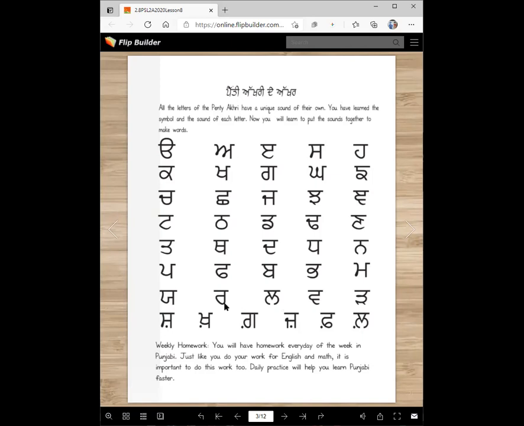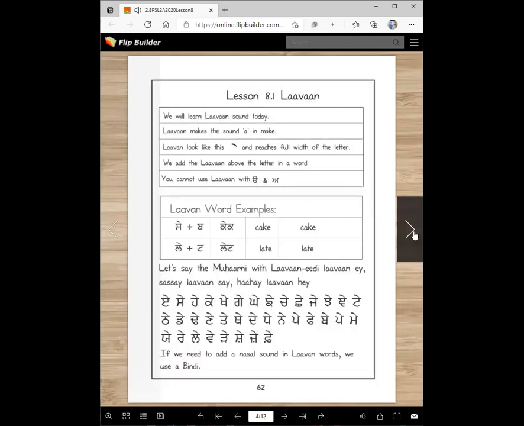How about this one? Rara, r. In English, you say rrr, but in Punjabi, we say rrr, rara. Okay? And this one is zaza. So every day, make sure you say these letters and their names and their sounds so that you know how to read them correctly. Now, today's matra is called lama.